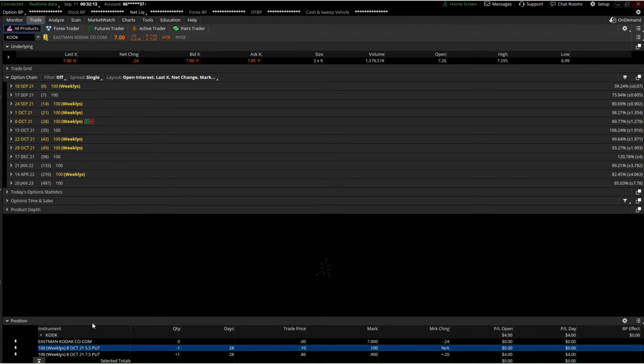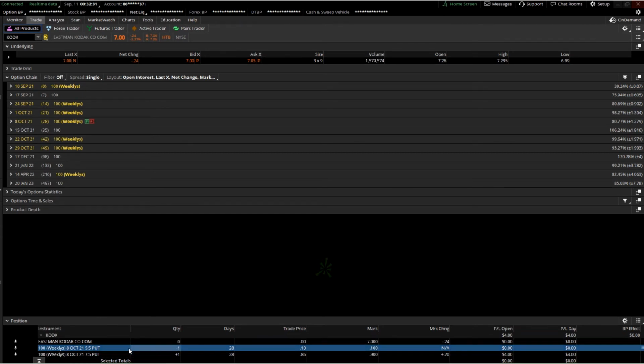Right down here are the details. I did pick up one contract. This is one strategy. This is a vertical spread, which involves buying a put and selling a put for the same expiration date, but at two different strike prices.